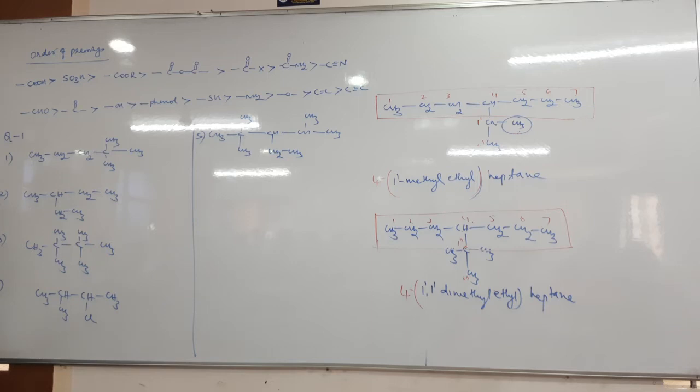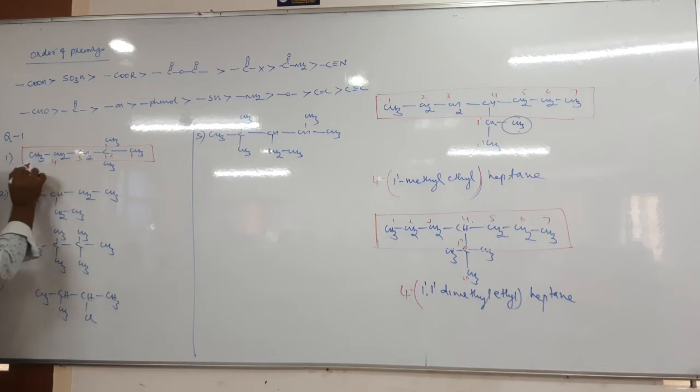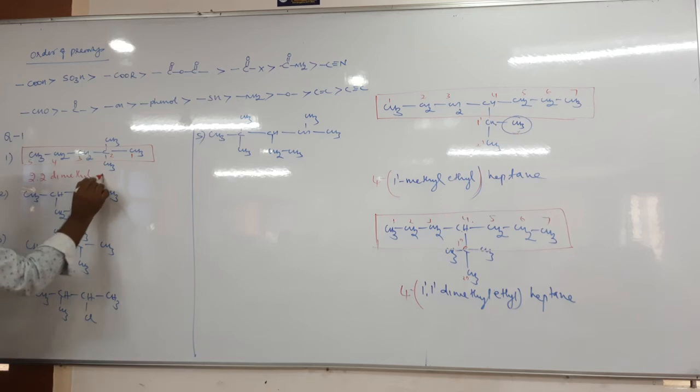Tell me. First one: while writing the IUPAC name, the first rule is selection of the parent chain. Select the parent chain having the maximum number of carbon atoms. Second rule, assigning the number. Assign the number in such a way that the substituent gets the lowest possible number. Therefore, the lowest number is from right to left only. Tell me. So 2,2-dimethyl pentane.